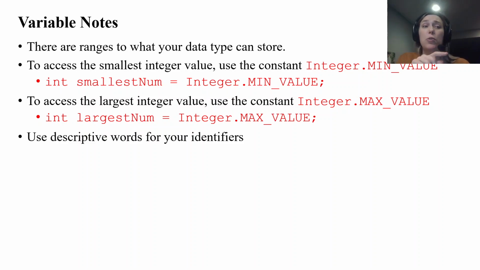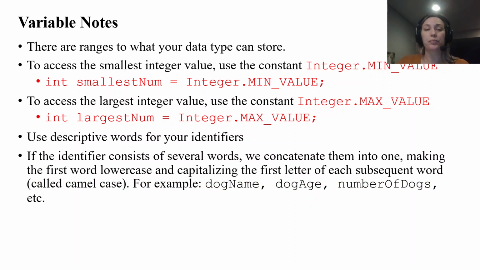The last two notes here. Again, make sure you use descriptive words for your identifiers. So like here I said int largest num. It's going to hold the largest num. Okay, if I just called it int x, you really, as a programmer, wouldn't quite know what it's supposed to be holding. Be descriptive when you can.